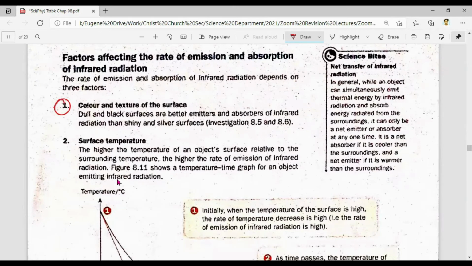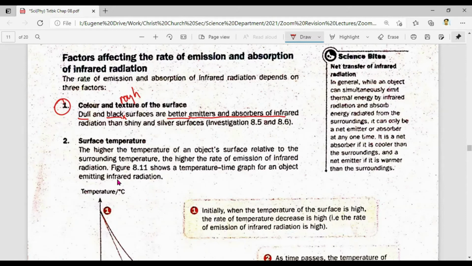So first one is on the color and texture. So dull, black, and rough surface. Okay, you can add the rough in. Dull, black, rough surfaces are better emitters and absorbers. Okay, so you realize they wrote both here. However, depending on the question, you must be able to adjust it accordingly.